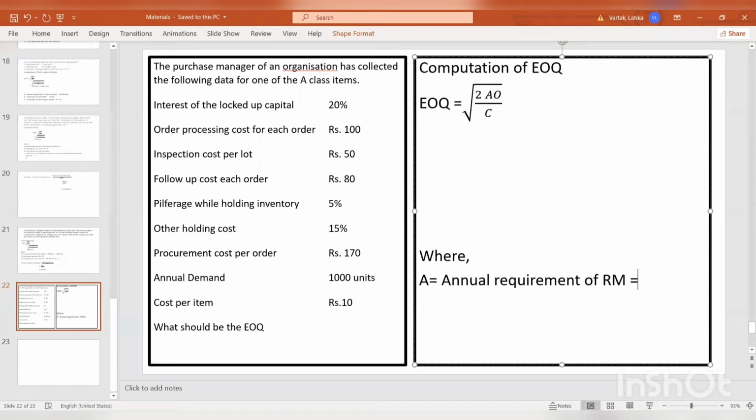So do we know annual requirement of raw material? We'll go through the question. Here, second last item, annual demand. So annual demand they have given 1000 units. So here I'm writing 1000 units.